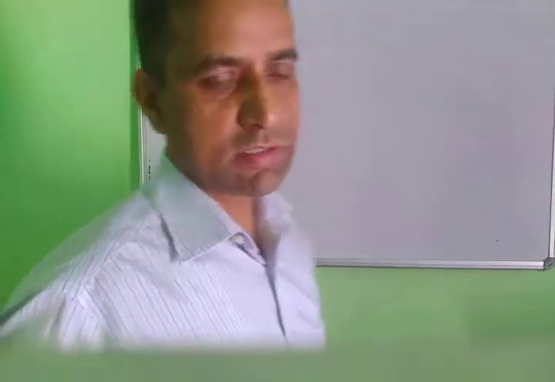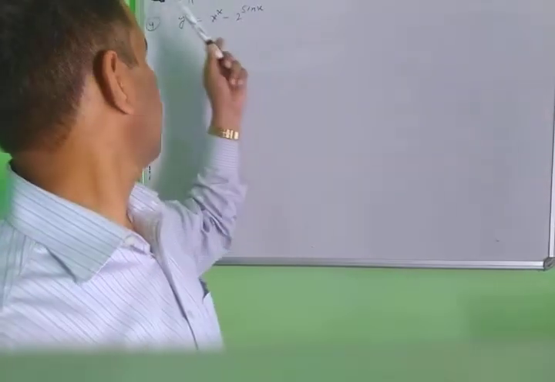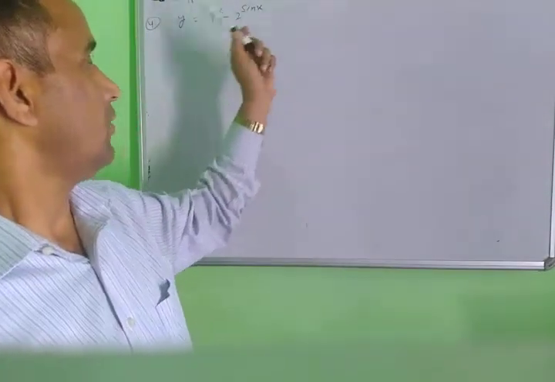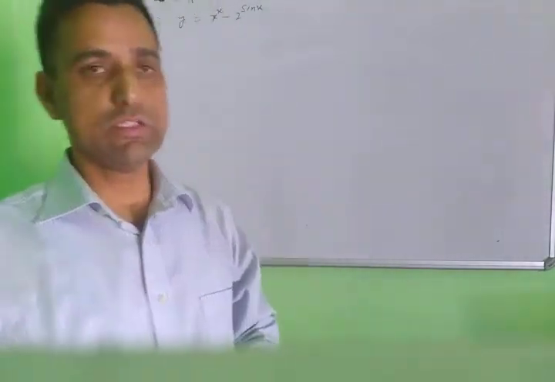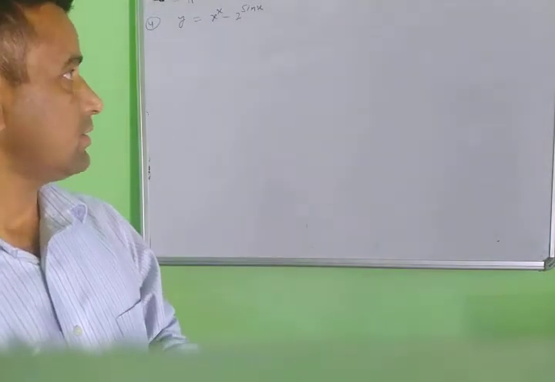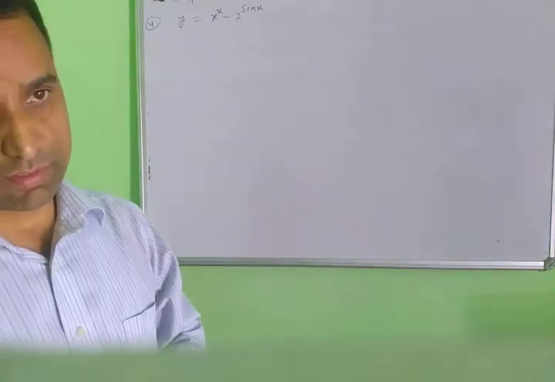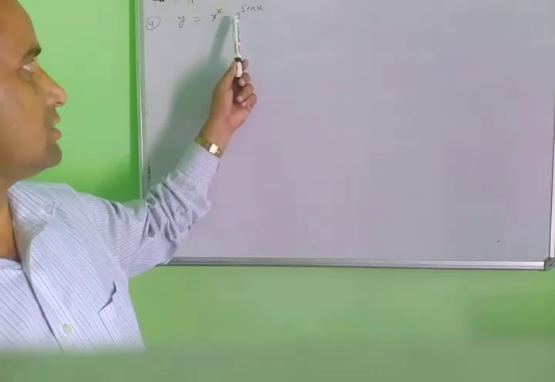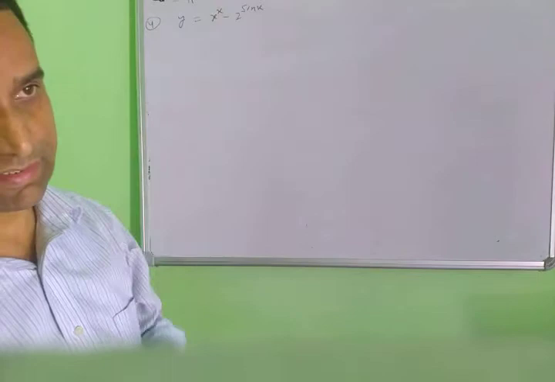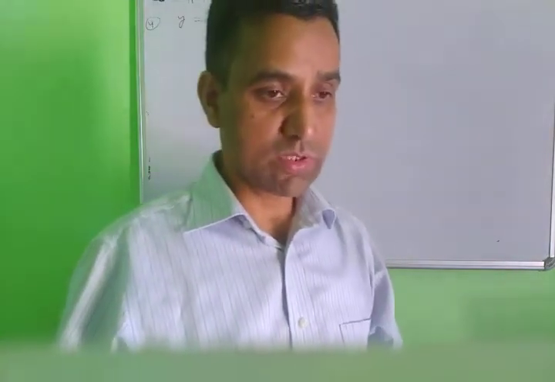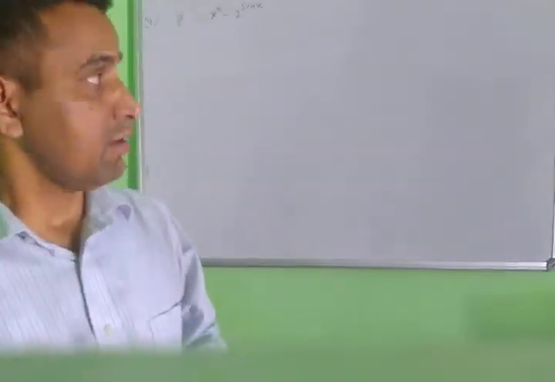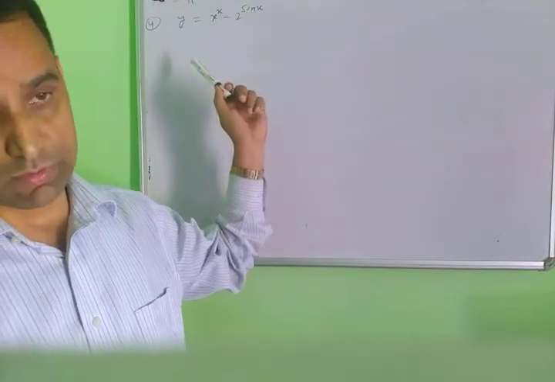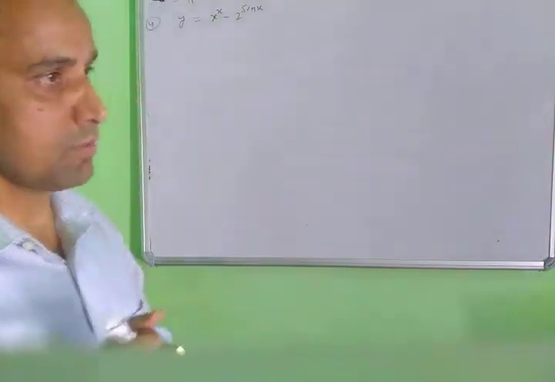Yes, students, next question. I am taking question number 4 of the same exercise. This question has a different type of trick for solving. Here y equals x^x minus 2^(sin x). In this special type of question, first we will take the log. So now, how to solve here? Look here.